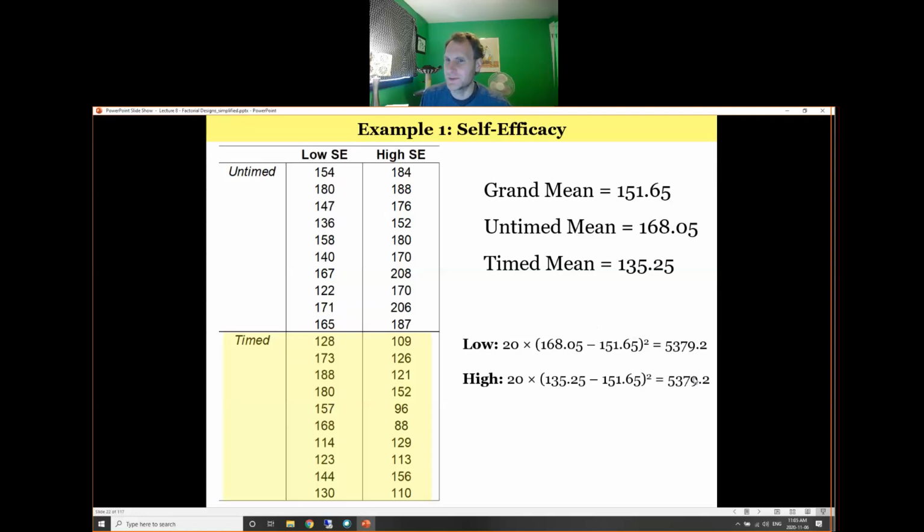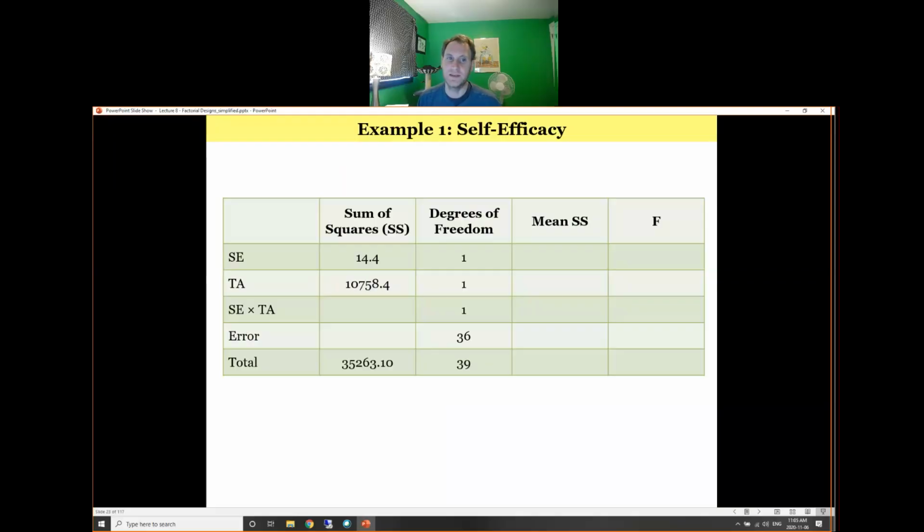I can do the same thing with the timed condition. Again, these numbers are the same. That's just a special case, only because we're doing a 2 by 2. That won't always be the same, so you actually have to compute each of these. Don't be confused by that. It's just how this one happens to turn out. Adding them together, I get 10,758.4, which I can then pop into my source table.